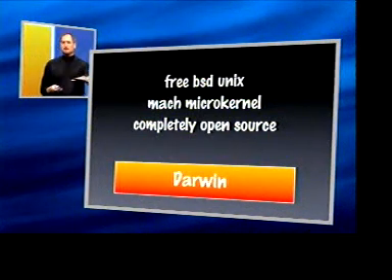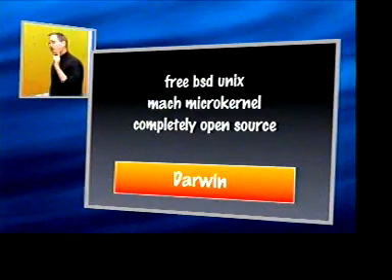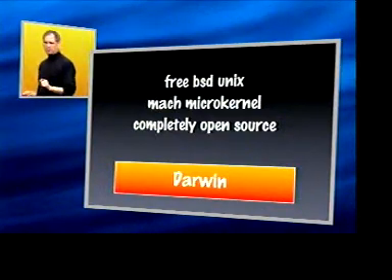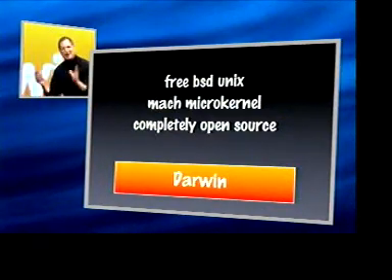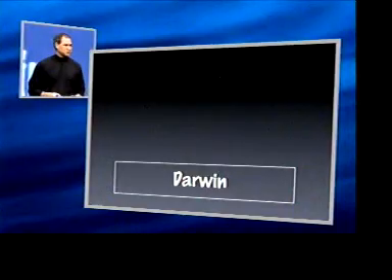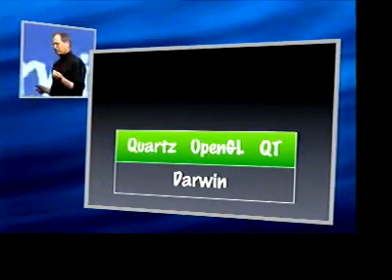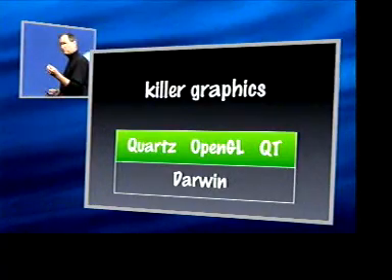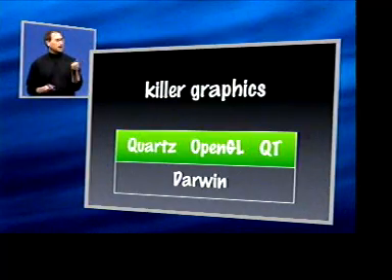You can go to Apple's website today and download it, as 75,000 people already have. It's completely open source, and we're getting a lot of help from the Mac community to make it better and better and better. So we're extremely excited about Darwin. The next layer on top of Darwin is killer graphics. We've got three components: our 2D, which is Quartz, our 3D, which is OpenGL, and our media layer, which is QuickTime. And they're all seamlessly integrated right into the operating system.